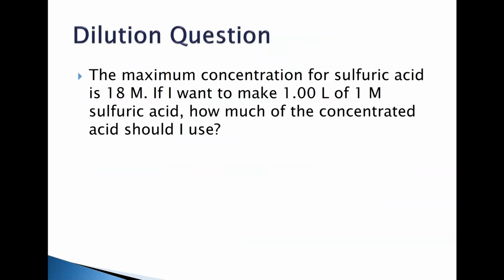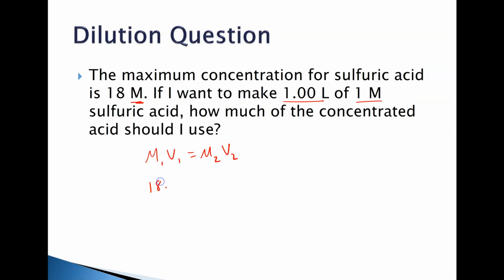So if I do a dilution question, and this is typically what these would look like, this is something you're going to use when you're watering down an acid or something that you need to make the correct concentration, usually to make it less concentrated. The maximum concentration for sulfuric acid, this is the stuff that's in the big blue cabinet in the back, is 18 molar. Okay, and that's a molarity. If I want to make 1 liter of 1 molar sulfuric acid, how much of the concentrated acid should I use? Okay, so we've got M1 V1 equals M2 V2.